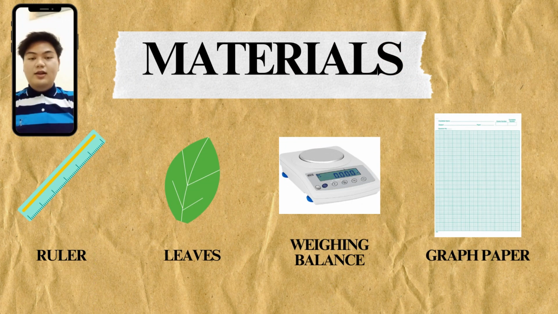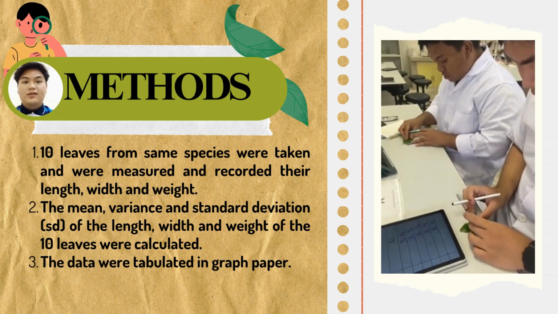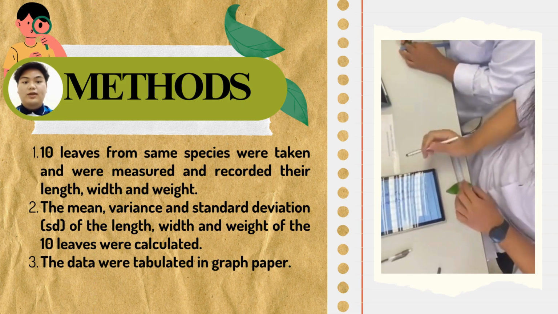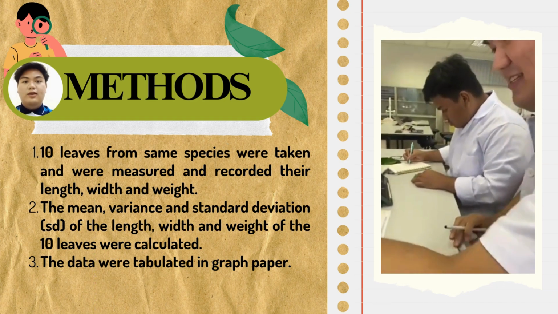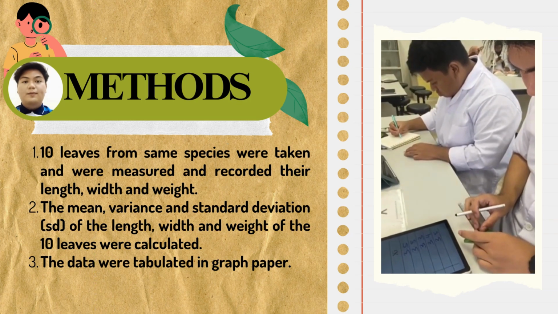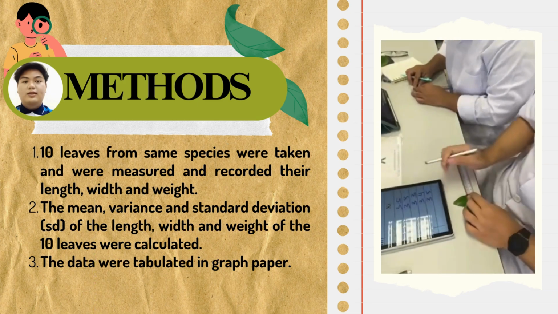For this practical, you will need a ruler, leaves from the same species, a weighing balance, and graph paper. Let's go through the method. First, 10 leaves from the same species were taken, measured, and their length, width, and weight were recorded. The mean, variance, and standard deviation of the length, width, and weight of the 10 leaves were calculated. The data were tabulated on graph paper.